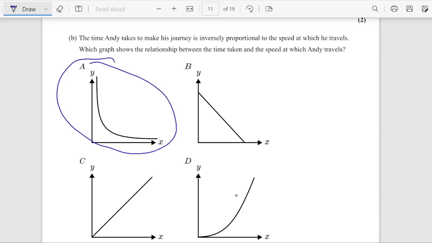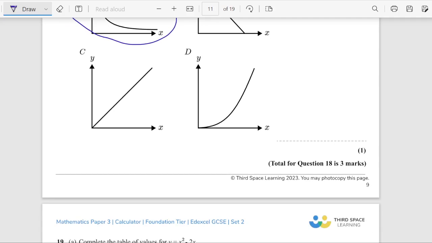The inversely proportional would show that. That's directly proportional. That's cubic, and that's a negative linear graph. So we're going graph A.